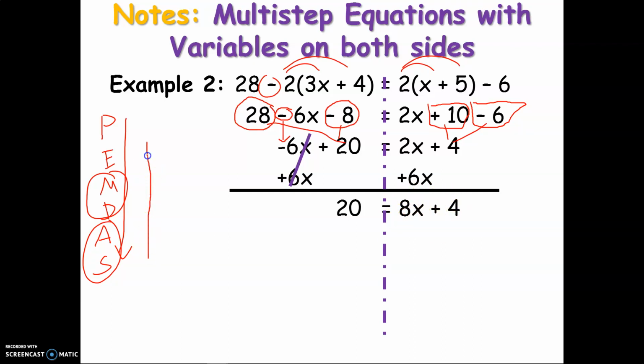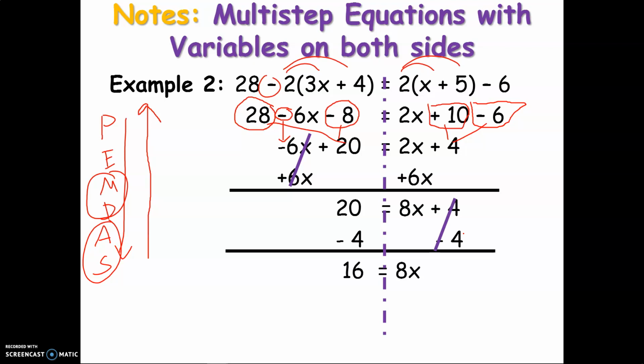Remember, when solving equations, we reverse order of operations. Do we have any addition or subtraction that needs to be removed? We do. The opposite of plus 4 is minus 4, so we subtract 4 from both sides of the equation. On the right-hand side, 4 and minus 4 cancel out. On the left, 20 minus 4 is 16, so we have 16 is equal to 8x.